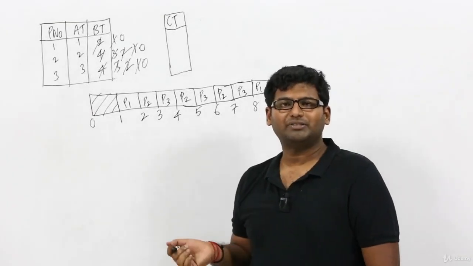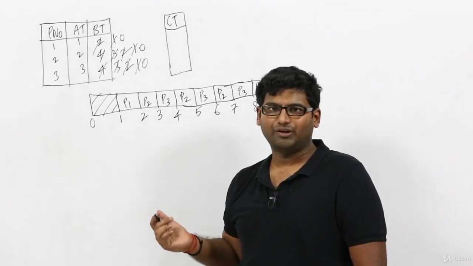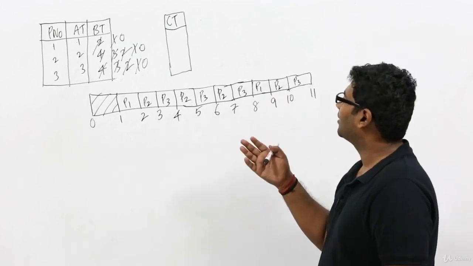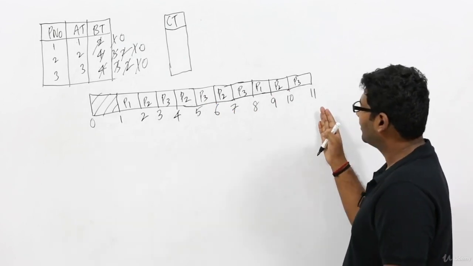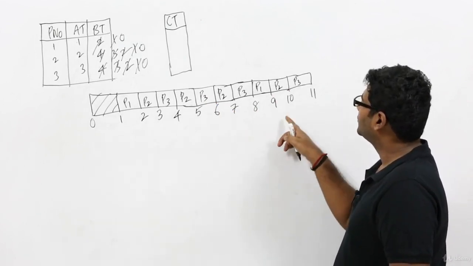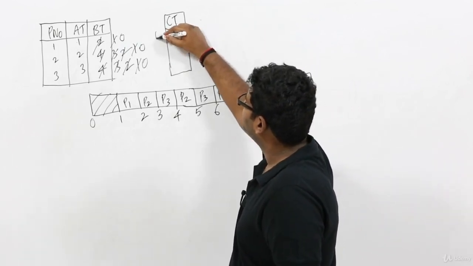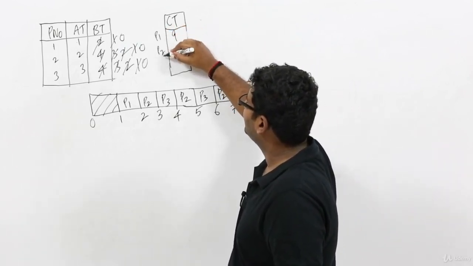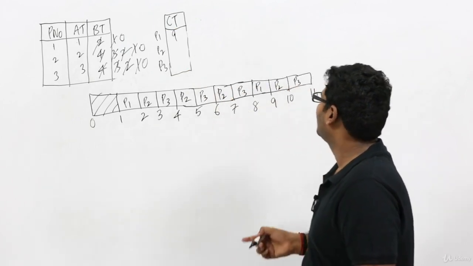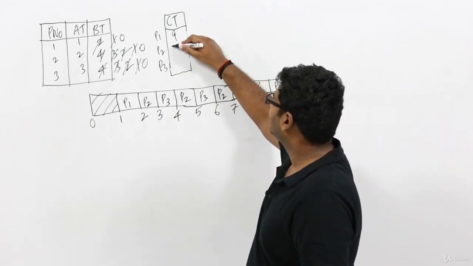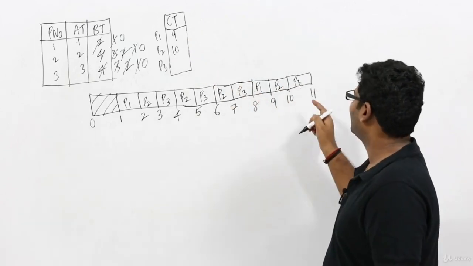Now let's compute the completion time of all the processes. Since it's a non-preemptive scheduling algorithm, in order to compute the completion time, we need to always start seeing from the end. So P1 has completed at time unit 9. This is P1, this is P2, and this is P3. P1 has completed at time unit 9, P2 has completed at time unit 10, and P3 has completed at time unit 11.